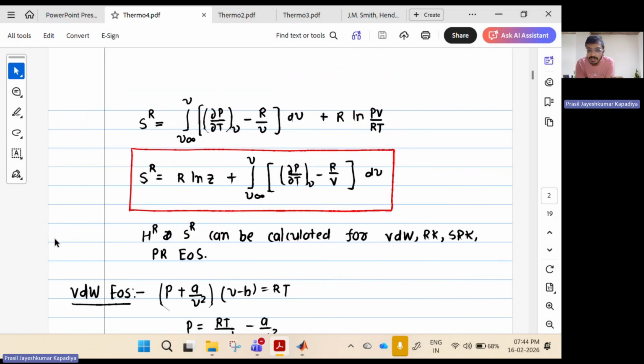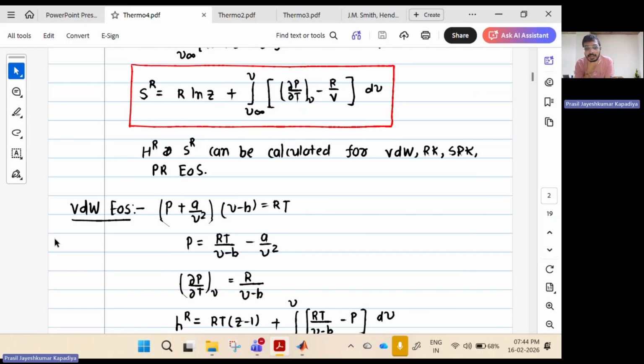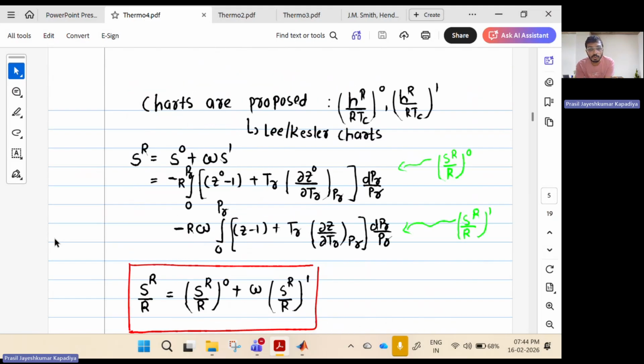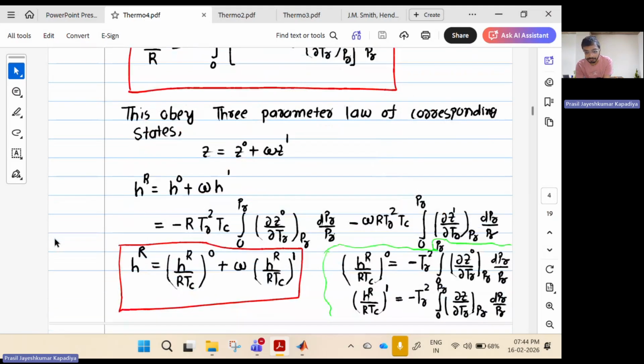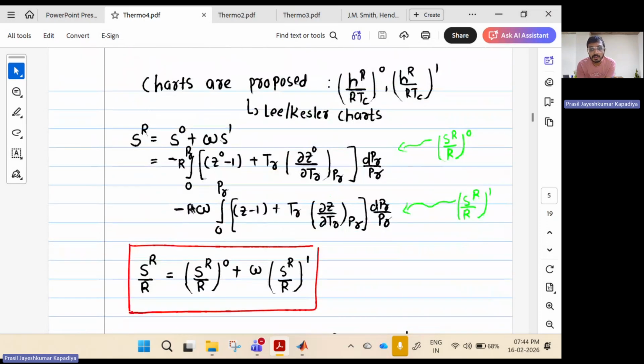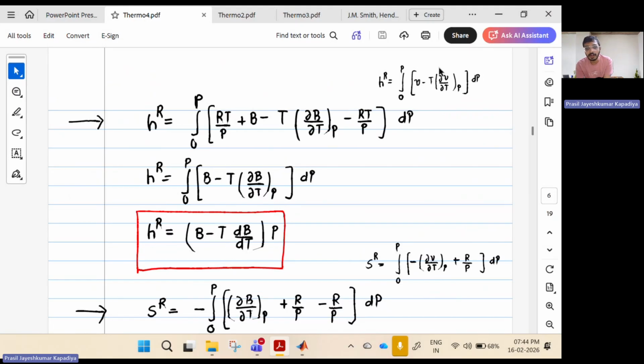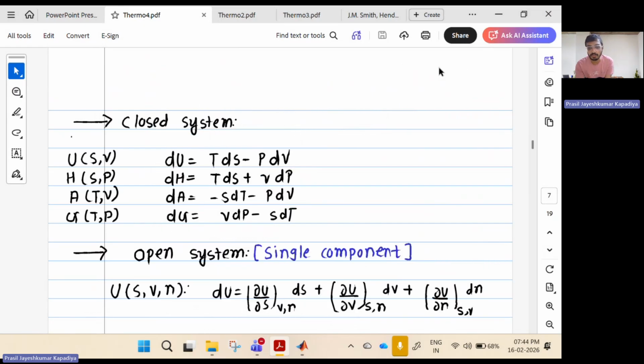First, using the equation of state approach, we tried to find the equation, and then we had a look at Van der Waals equation of state, what the residual enthalpy and residual entropy values are. Then from there, we moved to Z values, how to find them using the compressibility factor chart. For that we need Lee-Kesler charts for HR by RTc, for the ideal part and this deviated part. Further, we tried to do the same thing for virial equation of state.